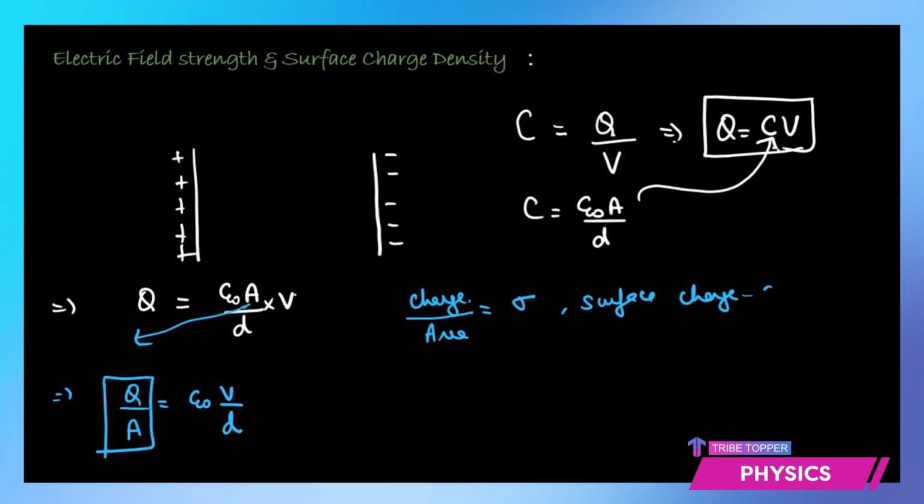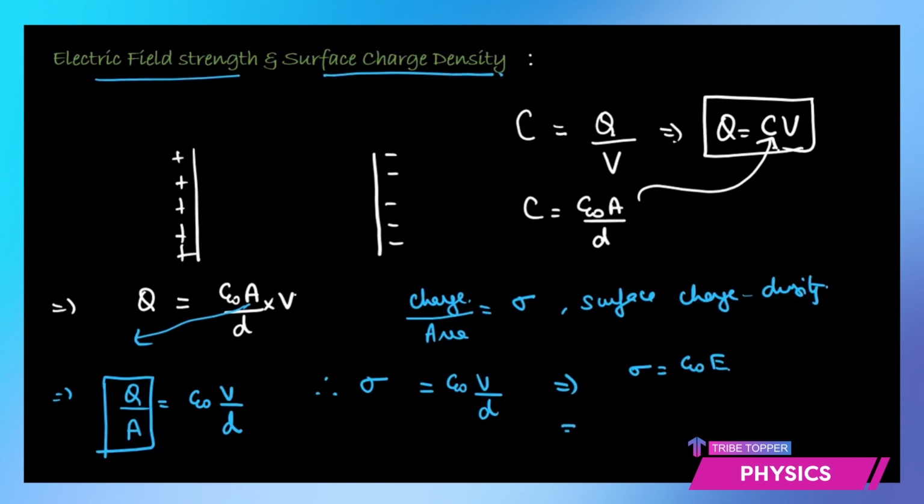So the surface charge density sigma is equal to epsilon naught times V upon D. And in a previous video we learned that V upon D, the potential difference variation with distance, that ratio is also known as electric field strength. So that gives me sigma is equal to epsilon naught E. If I want to find the electric field strength in terms of surface charge density, I will say therefore E is equal to sigma over epsilon naught.